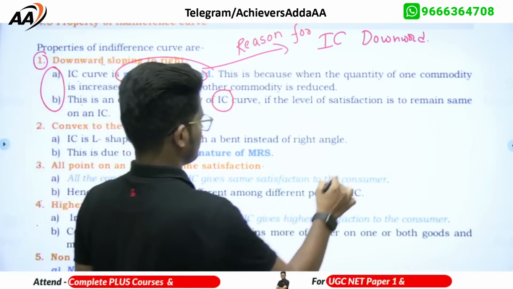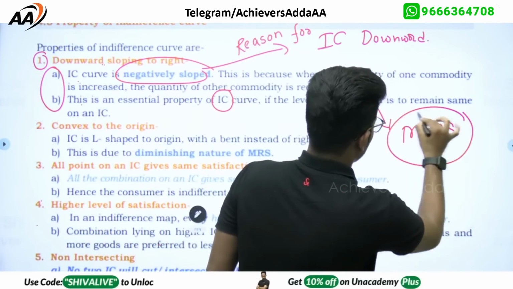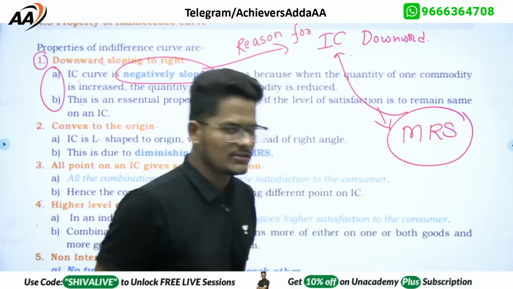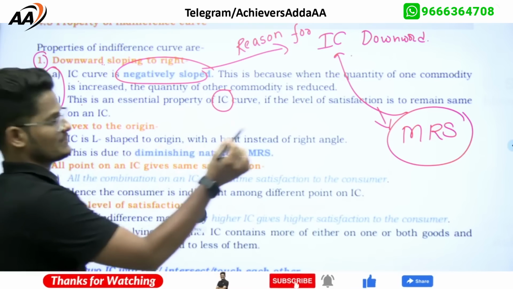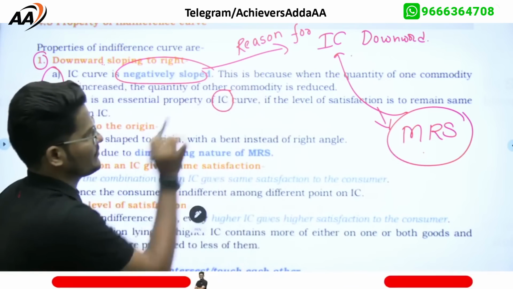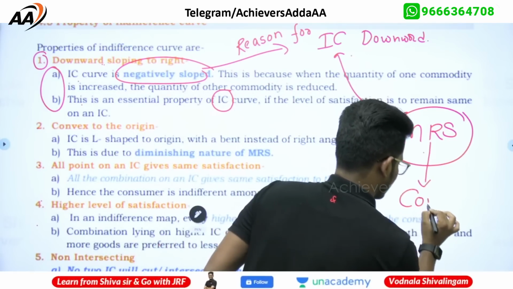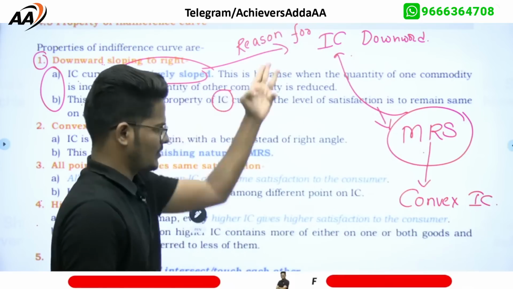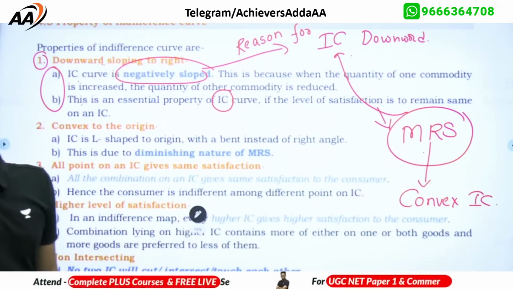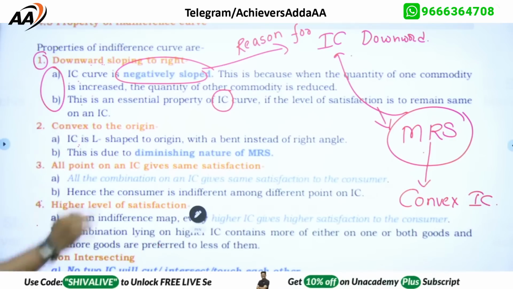Because of the marginal rate of substitution, is the indifference curve going to be downward sloping? That could also be a reason. On what basis will the marginal rate of substitution be a reason? Because it is what creates the convexity of the indifference curve. Convex is nothing but sloping downwards from left to right. So this could also be a reason for the downward sloping.